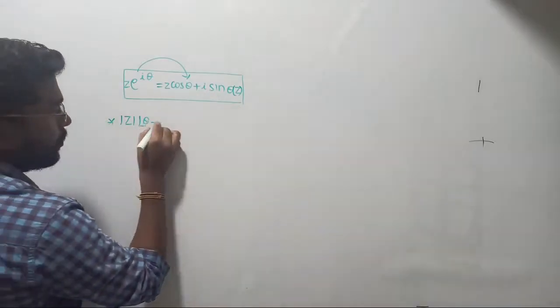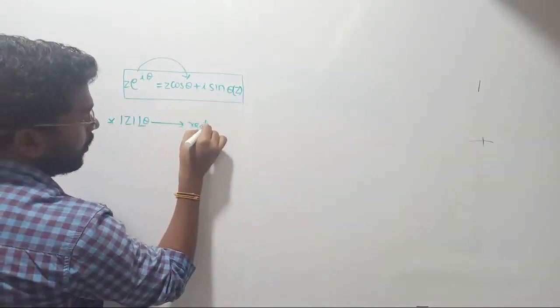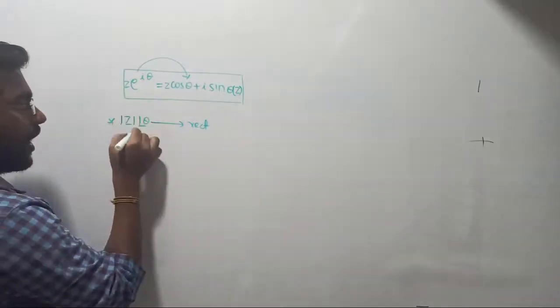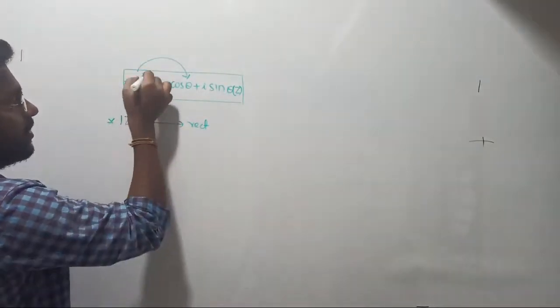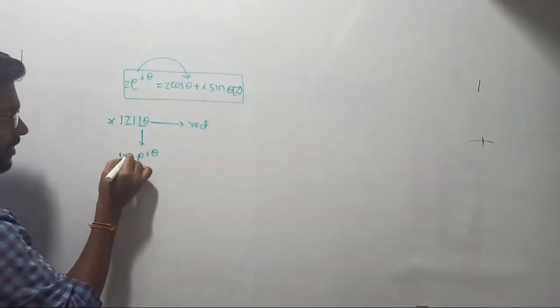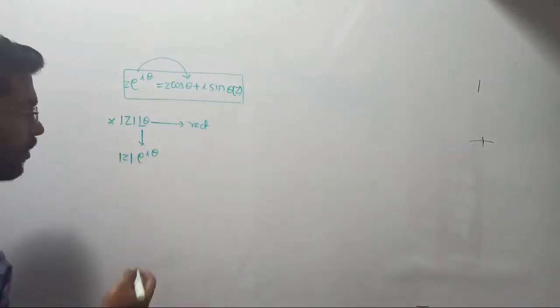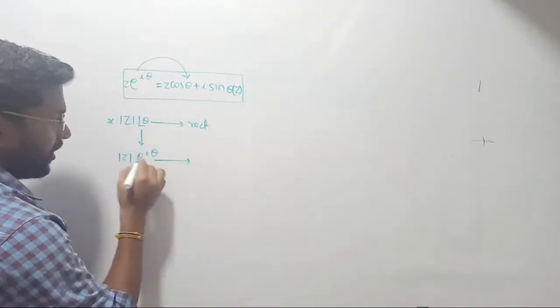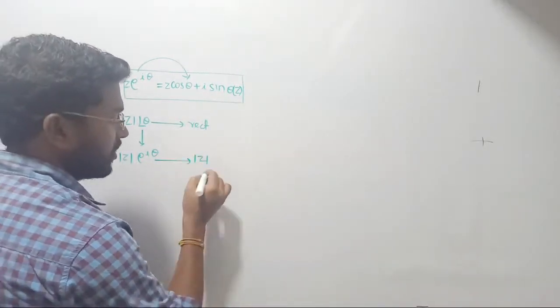If you want to transform this function into the rectangular domain, what do we need to do? Very simple. At an angle of theta is known as e power i theta only. So this function can be written as mod z into e power i theta, such that you can realize it. Take mod z as it is, you do not need to change the magnitude.